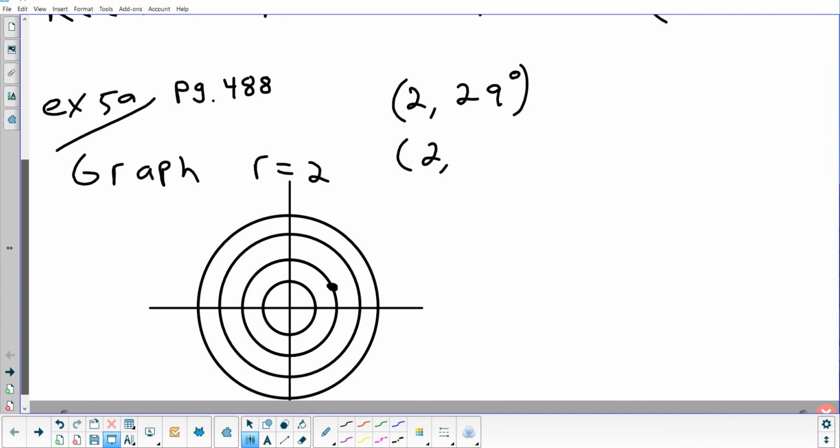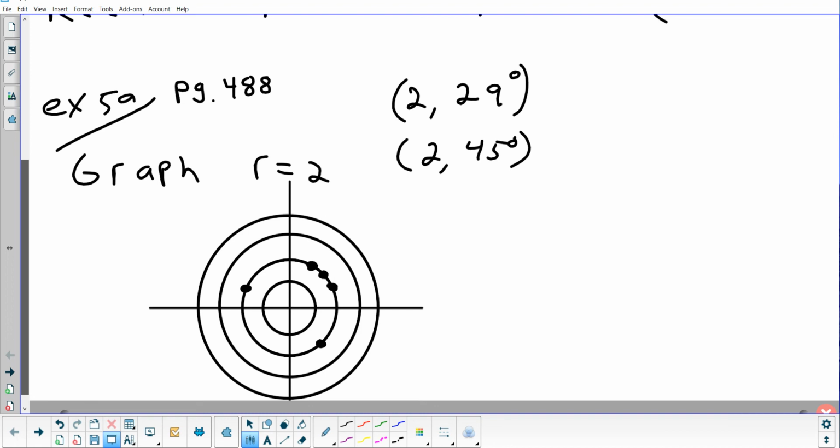Pi over 6. Let's do it in degrees. 45. Okay, what's another one? 2 and 67.3257. Okay, so there's that. Another one. 2, negative 200. Okay, so 2 and then negative 200 brings me halfway around, and then I'd have to go 20 more. So I'd be over there. 2, negative 55. So 2, negative 55 would put me about right there.